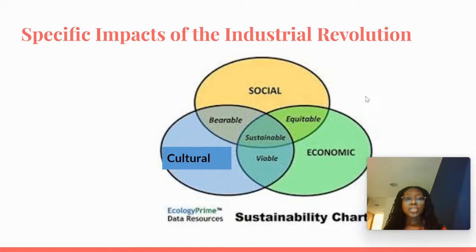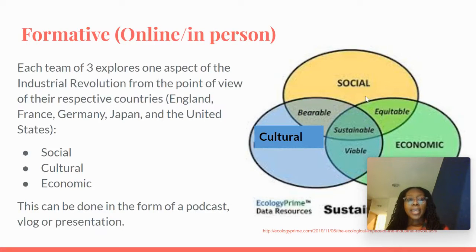Next, I really want them to think about the specific impacts of the Industrial Revolution, which is what the standard is highlighting: social, economic, and cultural. This is bringing it towards the global theme of sustainability and having students be able to make text to world connections. They'll be able to do this through the lens of different countries.